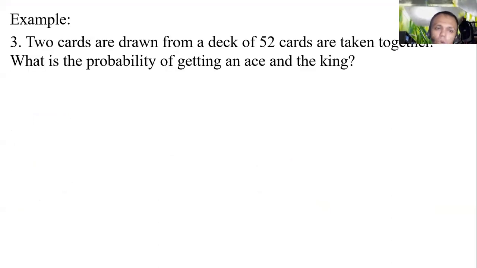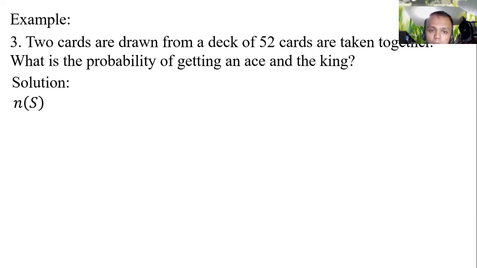Another one. Two cards are drawn from a deck of 52 cards and taken together. What is the probability of getting an ace and a king? Okay. So this example is not an example of dependent or independent probability. Why? Because as you can see here, the two cards are taken together. So if they are taken together, we need to use the combination.